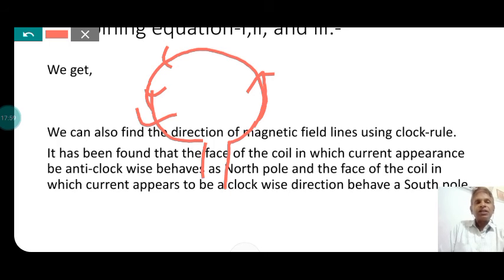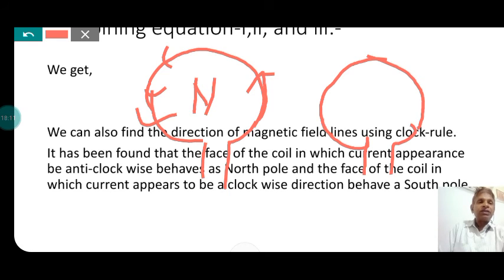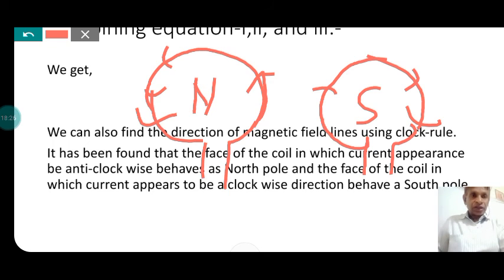It is the front face, and it is considered a north pole. On the back side, if you look at the same coil, the direction of the current appears clockwise, so the back side of the coil is considered a south pole. The magnetic field lines inside a current carrying circular loop at the center are from the front side to the back side, in this direction.